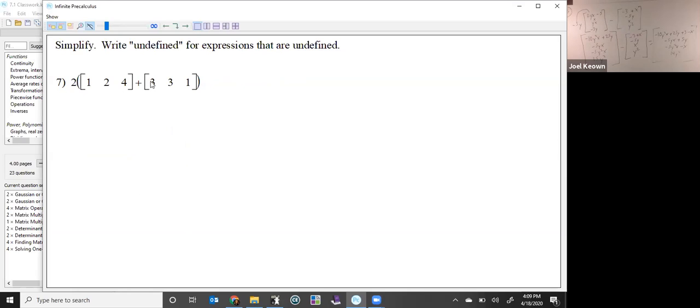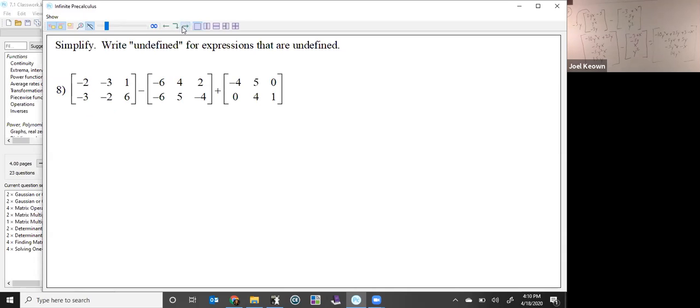For this one, you can technically do this on your calculator, but it's way easier to do it by hand. Notice there's parentheses, so I'm going to wait and add those together first before I multiply by 2. So add the individual numbers together and then multiply by 2. 1 plus 3 is 4. And you multiply by 2, you get 8.